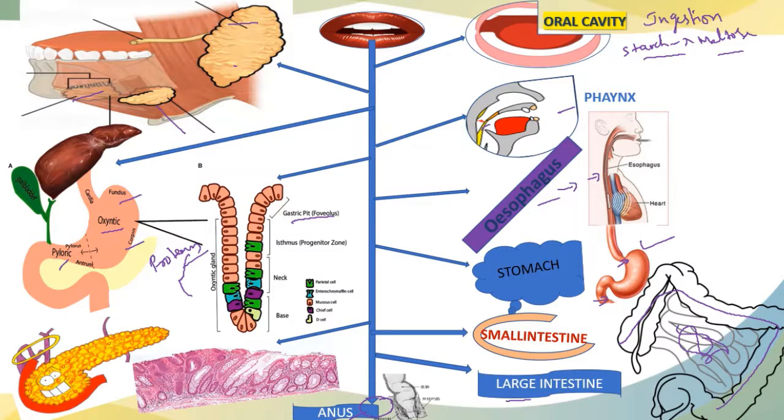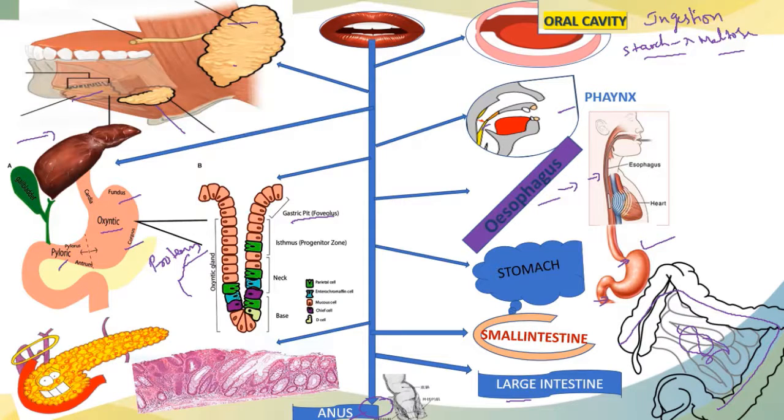And finally, the liver. The liver secretes bile, and it is the largest gland in the body. It contains bile salts and bile pigments. The bile does not contain any enzymes. It is an enzyme-free secretion in the alimentary canal. It does the emulsification of fats in the small intestine.